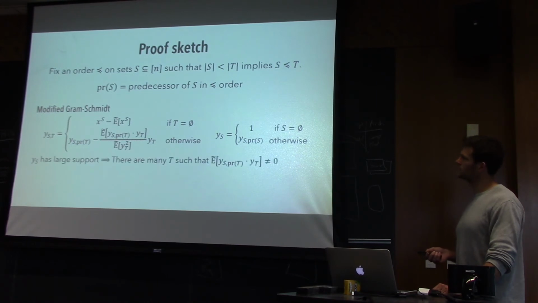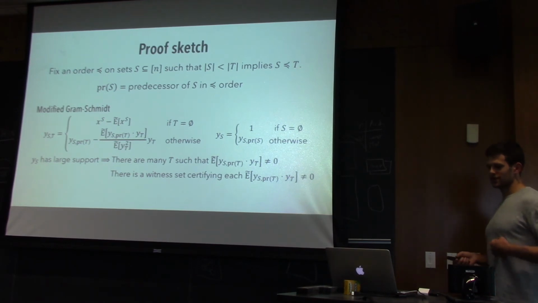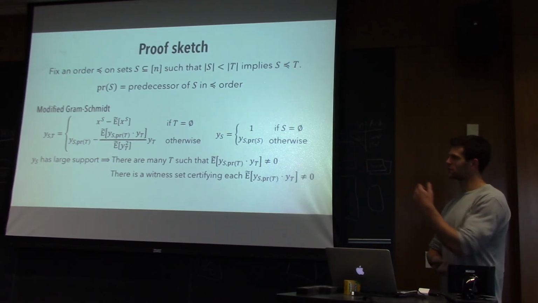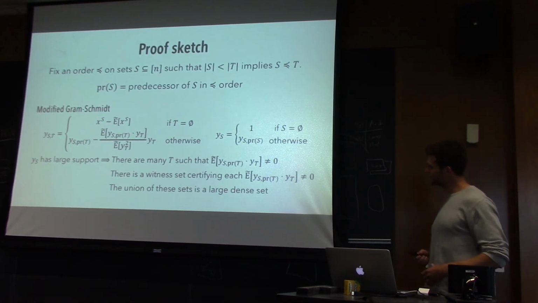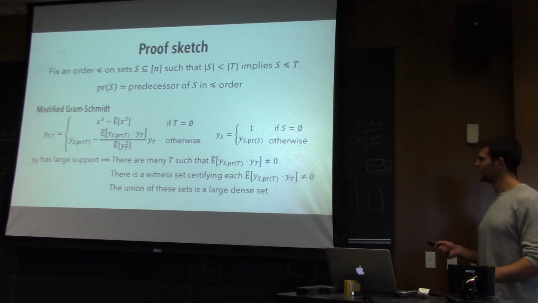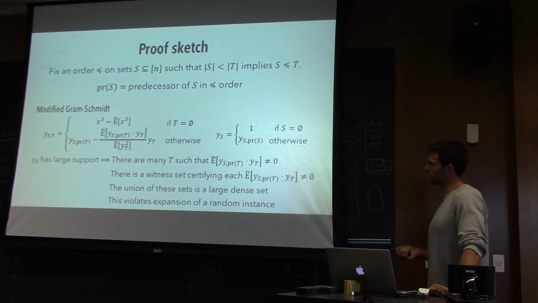Okay, so if YS has large support, then along the way when you're doing this process, you run into a lot of these sets for which the corresponding functions have some correlation, so their dot product is just not 0. And intuitively, at least, there should be these witness sets that certify poor expansion. This happens a lot, and you somehow take the union of all these, and you get a set that breaks expansion. And that's how you show that you can't have large support.